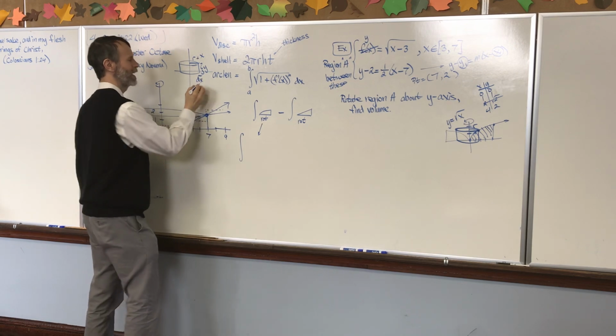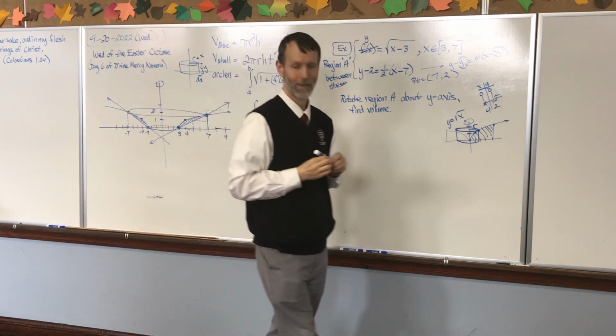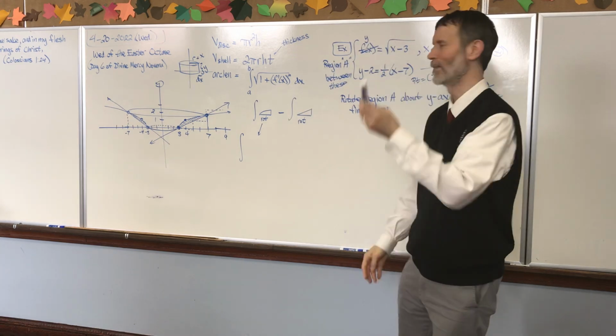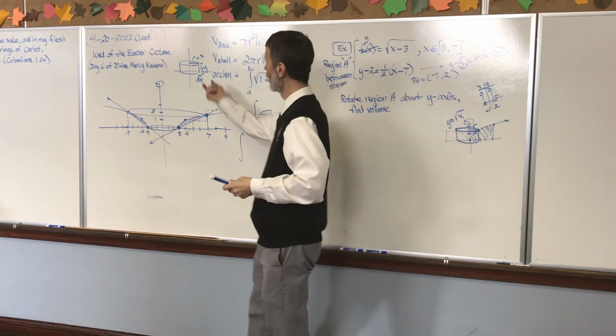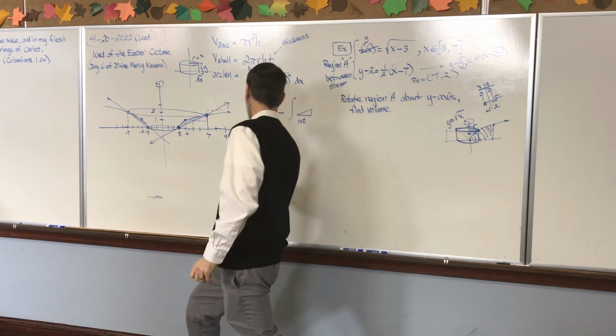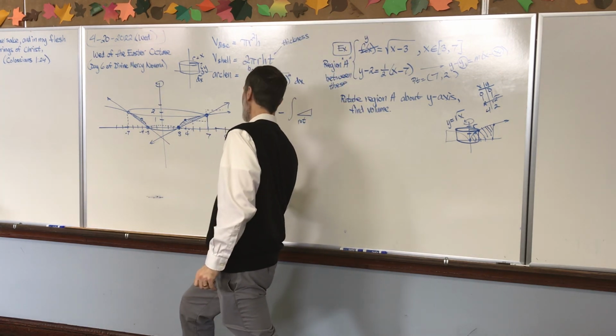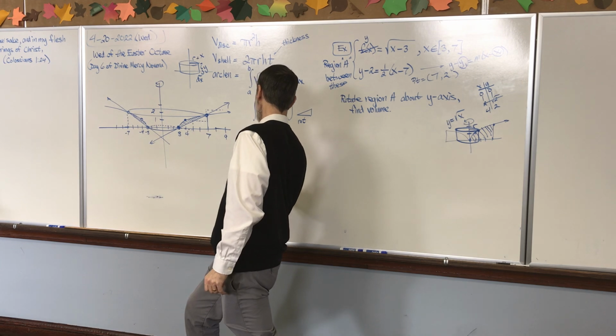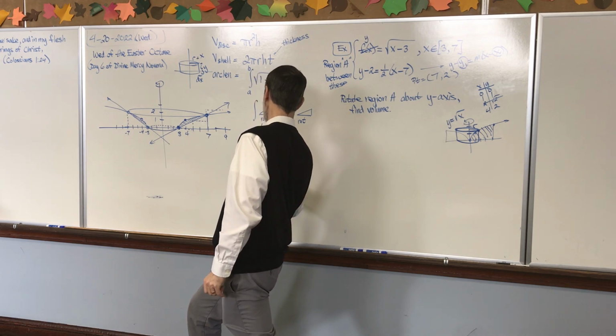Dx, good. Why not x? Because it's really small. Right, why not y? Why not dy, I mean? Because it's an x. Right, the thickness is in the x direction. So here is going to be 2 pi x y dx.